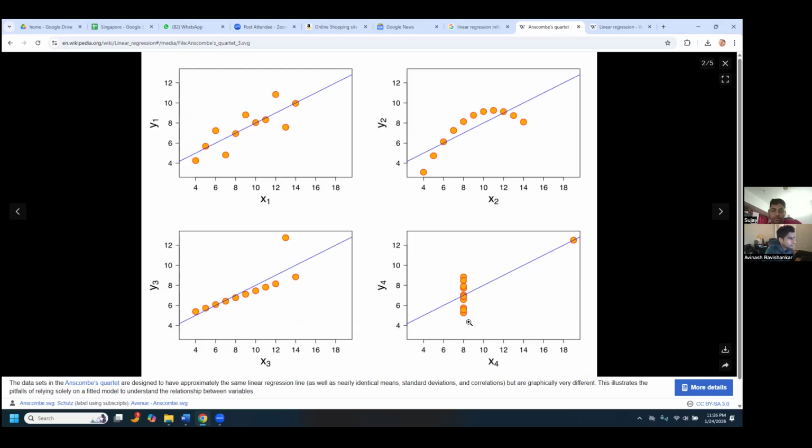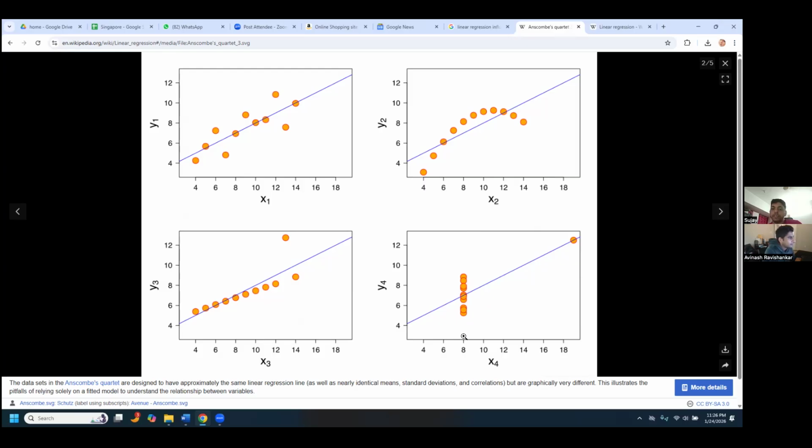And the fourth one is most interesting. Here, all the x values are almost the same, except for one point, and the y values are random. And that single point is actually deciding the whole line. All the other points would give a vertical line. They will not have any say at all.